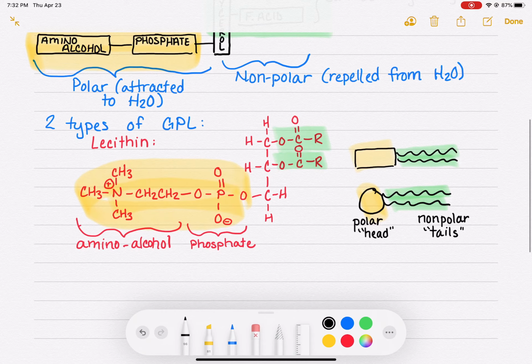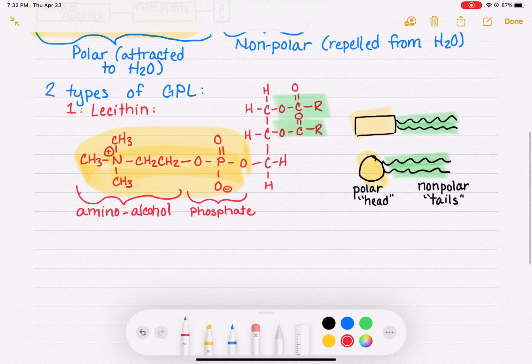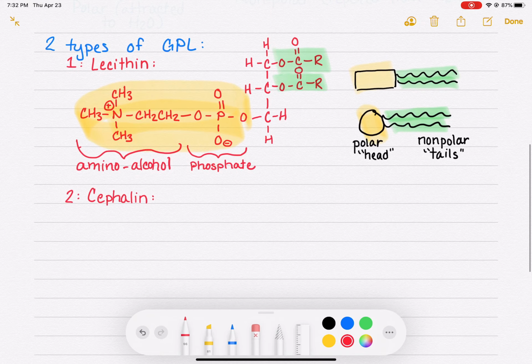So that's number 1, the first type of glycerophospholipid, lecithin. The second type of glycerophospholipid is called cephalin. And cephalin has a very similar structure to lecithin, so we're going to move through this kind of fast.